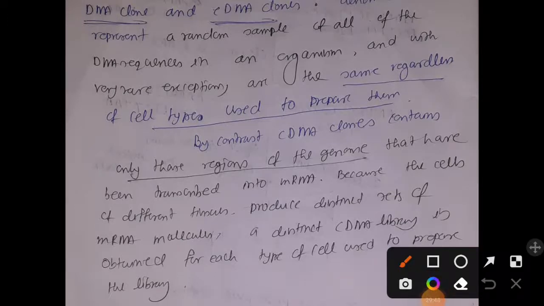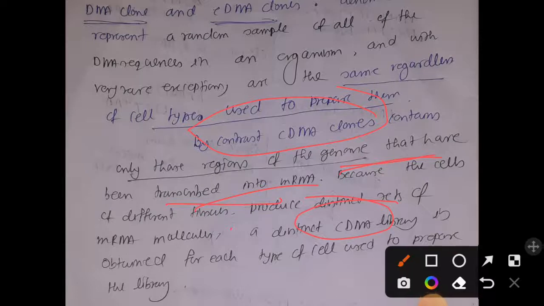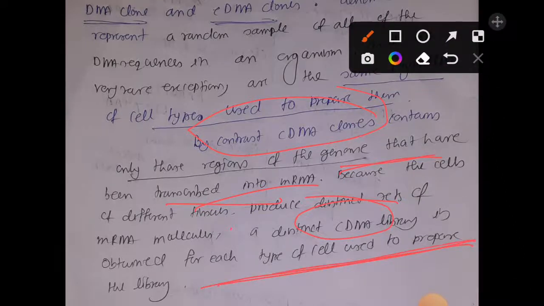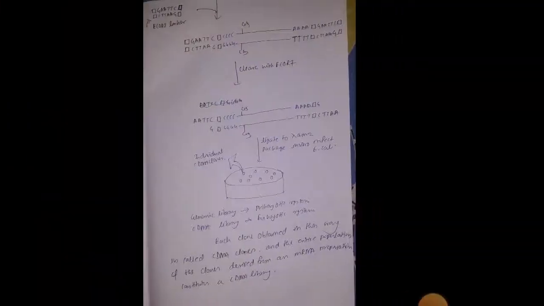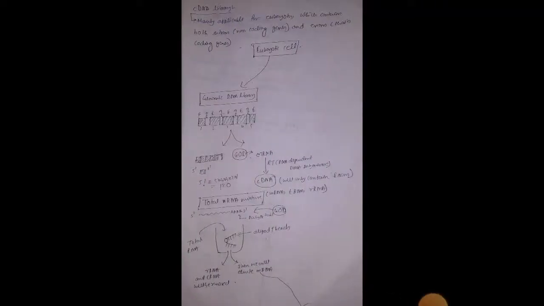By contrast, a cDNA clone will only contain those genes which are transcribing mRNA, right? Because cells of different tissues produce distinct sets of mRNA, it is obvious that a distinct cDNA library is obtained for each type of cell used to prepare the library. So that is the concept, right? So that is all for the construction of cDNA and the cDNA library.